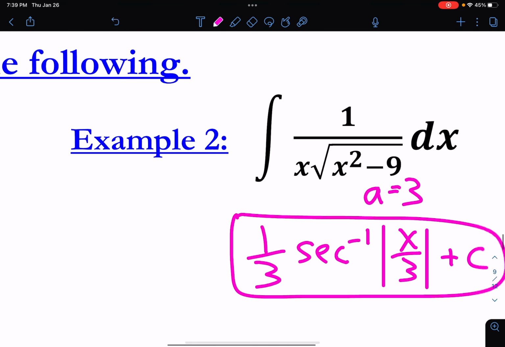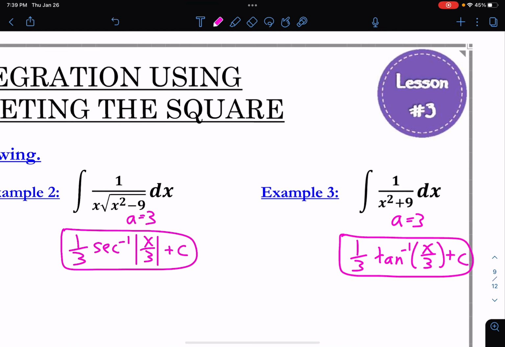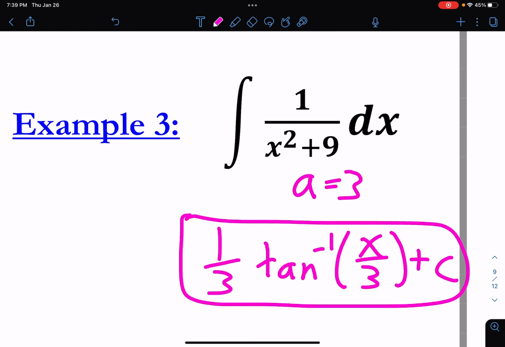The next one, very similar, except this one is going to be secant inverse. And so remember the formula for that is 1 over a secant inverse of absolute value of x over a plus c. And again, a is going to be 3. And our last example where a is again 3, this one goes with tangent inverse. So this is 1 over a tangent inverse x over a plus c.